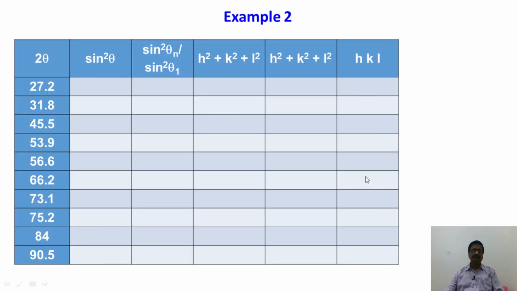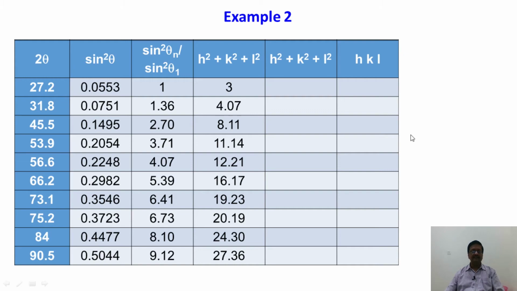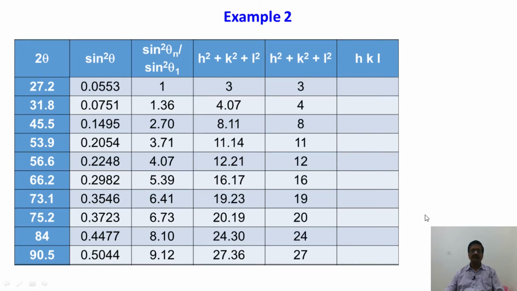Now let us go to the example 2. We do it again in the similar manner. We calculate sin square theta. We calculate sin square theta n by theta 1. And then we see that we need to multiply here by 3. Then only these numbers, which are sin square theta n by sin square theta 1, can be converted to nearest integers. So then these numbers, when we convert it into integers, turn out to be like this: 3, 4, 8, 11, 12, 16, 19, 20 and so on.